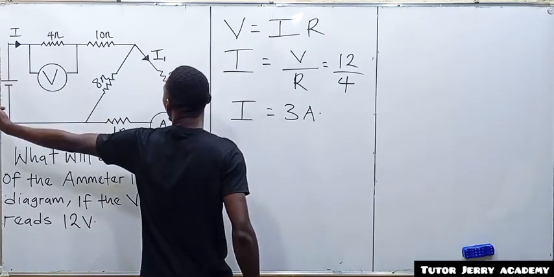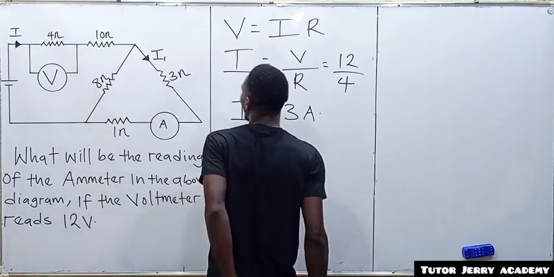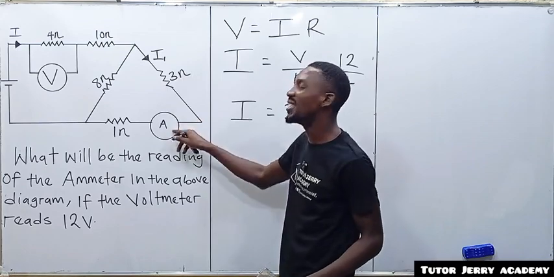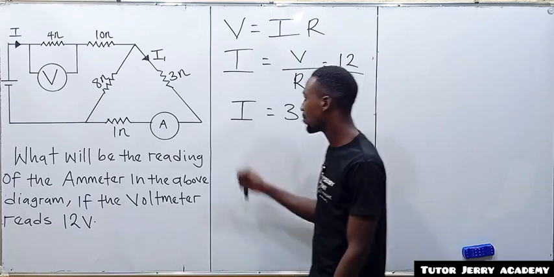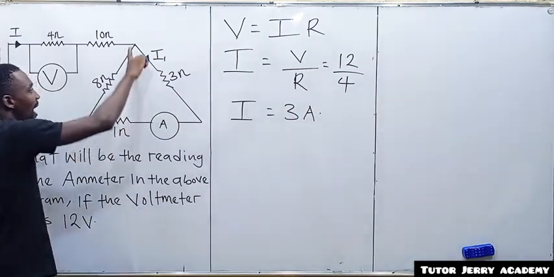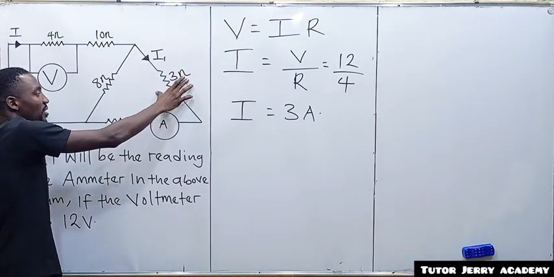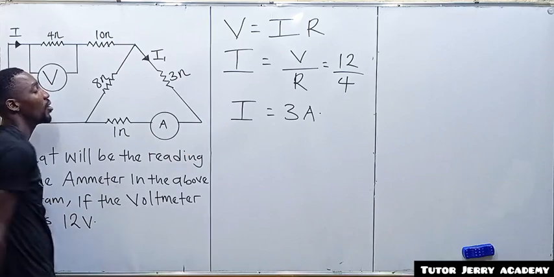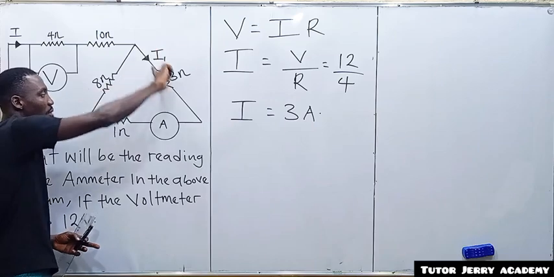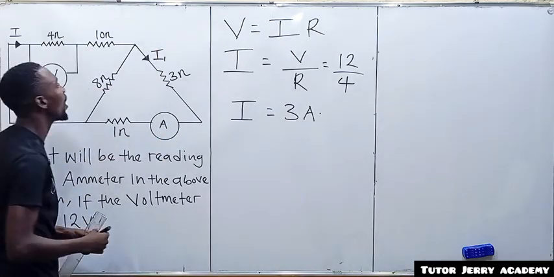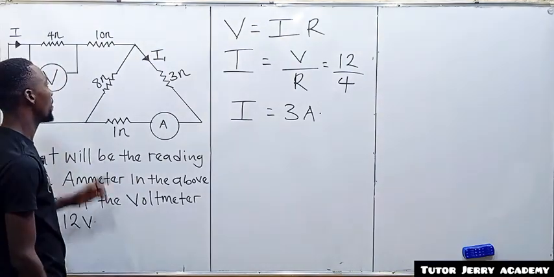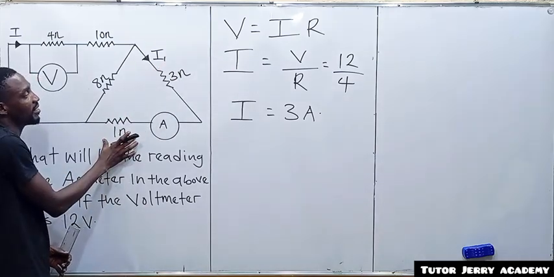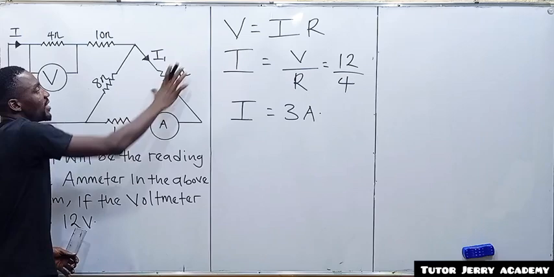Now that we've gotten our I, I is the total current that is entering into this circuit. Now we can therefore apply the current division rule to get what our I1 is, that is the reading of the ammeter. Now, how do we do this? If you look at this current I1 that is flowing through this 3 ohms resistor, it's also going to be the same through this 1 ohm resistor, because this 1 ohm resistor and this 3 ohms resistor are in series. Why? Because the same current is flowing through them. So for us to apply the current division rule here, we first sum the equivalent resistance of the 1 ohm resistor and the 3 ohms resistor together.